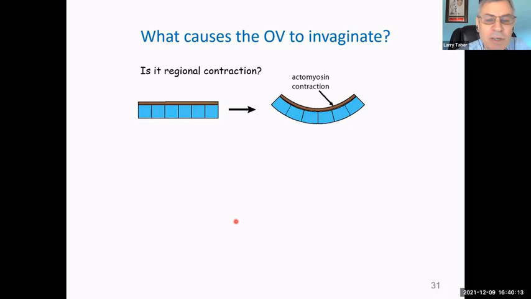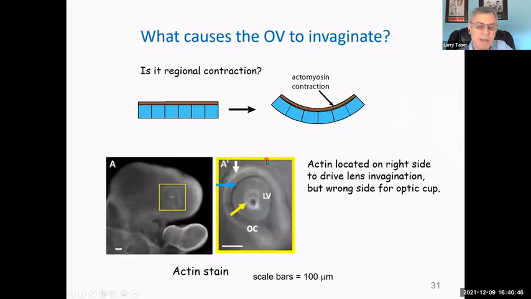The question is, is it regional contraction? As many invaginations are caused by contraction. The wall of the eye is a single layer of epithelial cells that have an apical side and a basal side. On the apical side are located actomyosin fibers that can contract. And typically in many invaginations, these fibers contract, causing the layer to bend with the contractile fibers along the inner curvature. And so we look for these fibers in the eye.